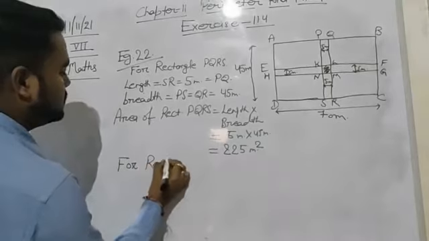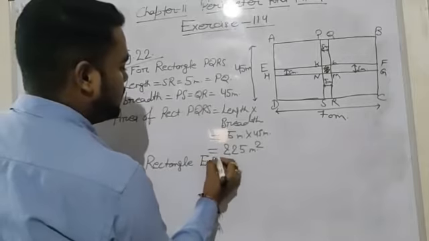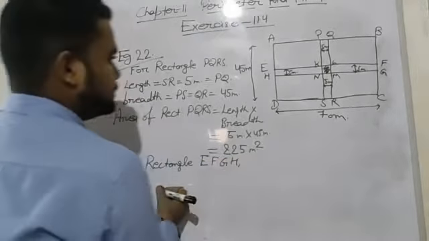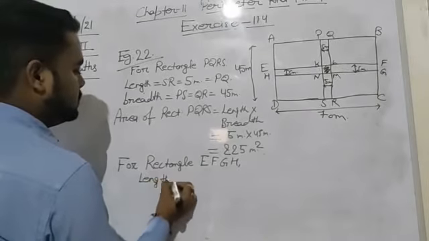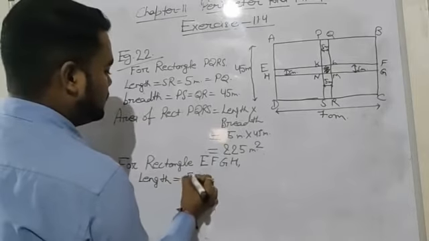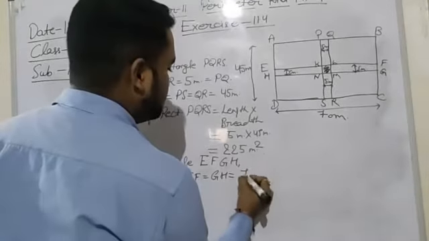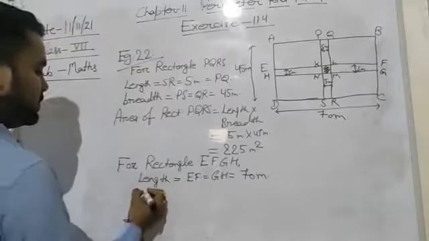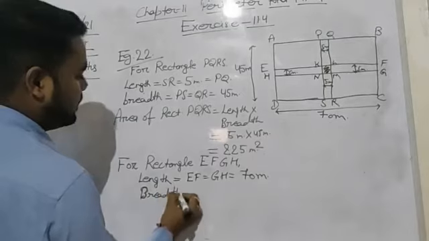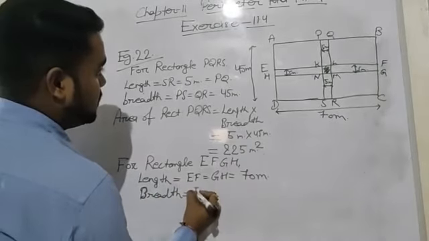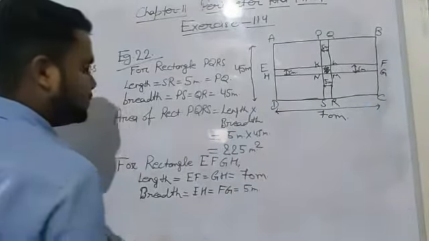Now for rectangle EFGH, length is EF or GH, it will be 70 meter, it is given, and breadth is EH or FG, that is 5 meter.